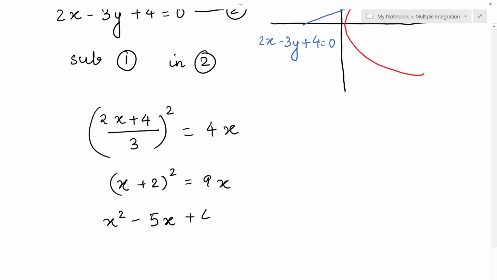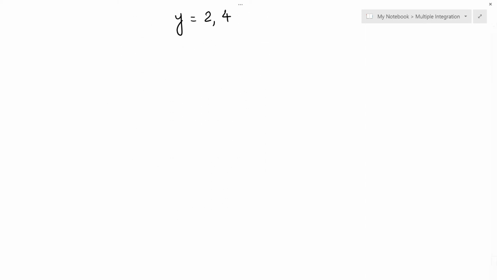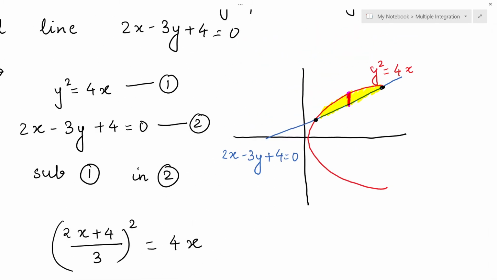If you simplify again, this turns into a quadratic equation. So the values of x here are 1 and 4. If you substitute this in 1, you will get the values of y as 2 and 4. Okay, so now the points that I am getting are 1, 2 and 4, 4. These are the 2 points that I've got. And now we have to find the limits for y, since we have taken the strip parallel to the y axis.